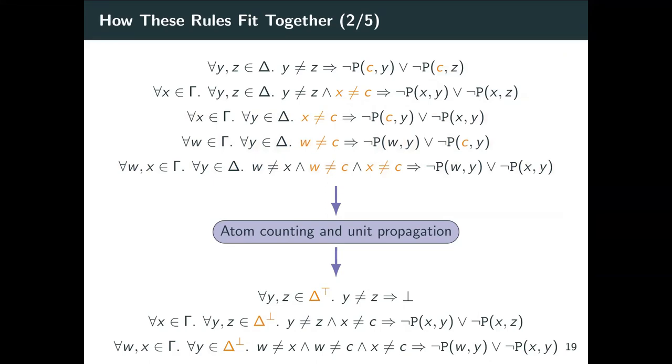We do atom counting and unit propagation. So with atom counting, we split this domain delta into delta top and delta bot. And for each of these subdomains, we assume that some atom with one variable within this domain evaluates to true for delta top and evaluates to false for delta bot. And this is the same step that introduces a linear sum with binomial coefficients. And that simplifies the formula, and unit propagation then simplifies it even further.